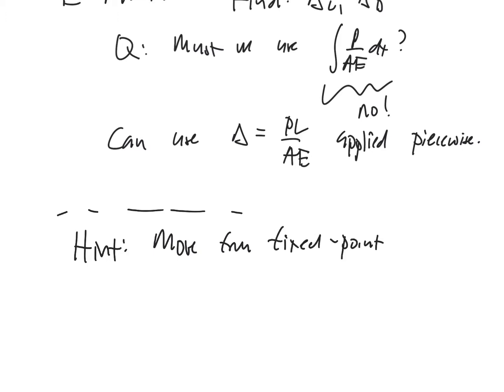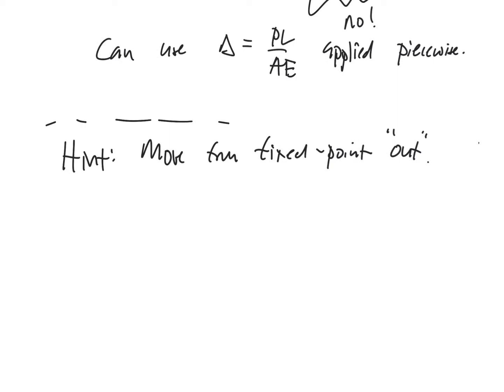Or the fixed support outward. What do I mean by that? Well, what I mean is you know that the displacement there is 0. So the U is equal to 0 at that location, and it is a good reference point.